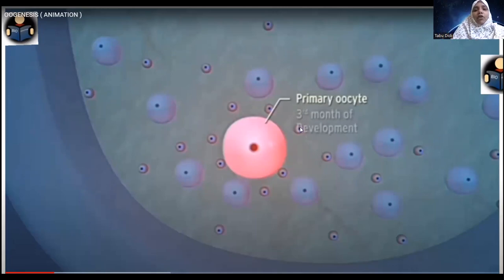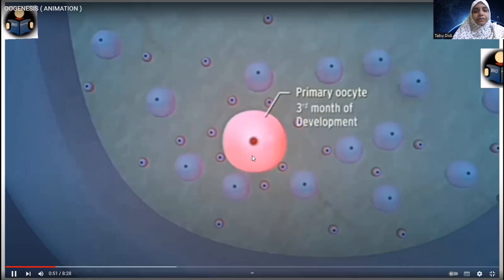Okay, this will happen around the third month of development, when the baby is in the third month. You all know the pregnancy takes place for 9 months. So there are different stages of development that will happen in those 9 months. At the third month, first trimester or something like that, this development is happening in the reproductive part of that embryo.